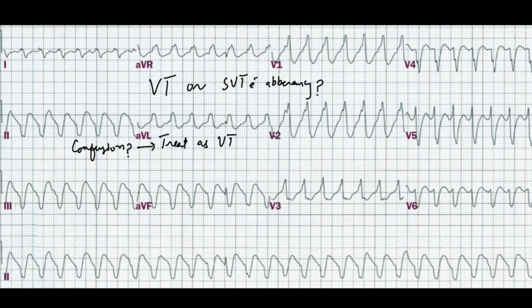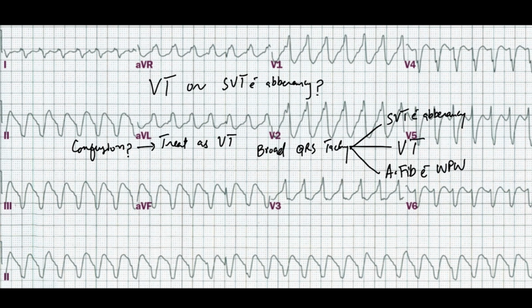Now coming back to this ECG tracing. Always remember that whenever you come across a broad QRS complex tachycardia as in this ECG, you have three differentials. Either it is SVT with aberrancy, or it is VT, or it is AFib with WPW syndrome.